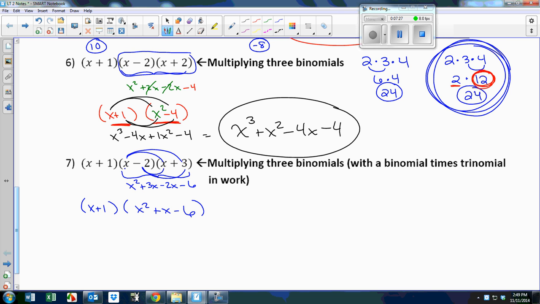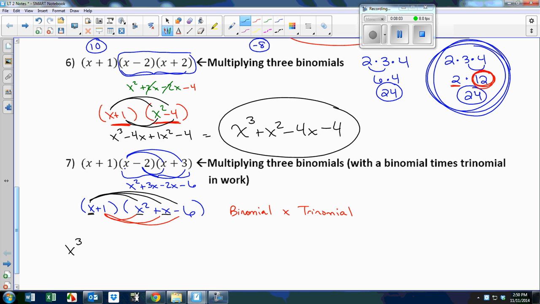Now I'm going to distribute. Now it turned into a binomial times a trinomial. So it's still distribute. I'll color coordinate this. In black, I'll distribute the x to the x squared, the x to the x, and the x to the negative 6. In red, I'll distribute the 1 to the x squared, the 1 to the x, and the 1 to the negative 6. So I'm going to have 3 black answers and 3 red answers, and then combine whatever like terms show up. X times x squared gives me x cubed.